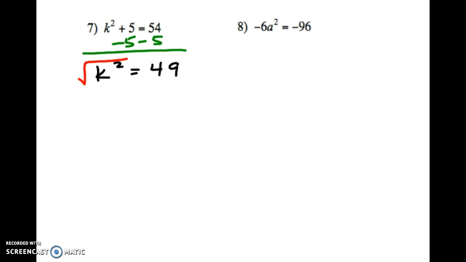Now we can take the square root to undo the square. So we would get k equals, we remember our plus or minus, and in this case, the square root of 49 would be 7.